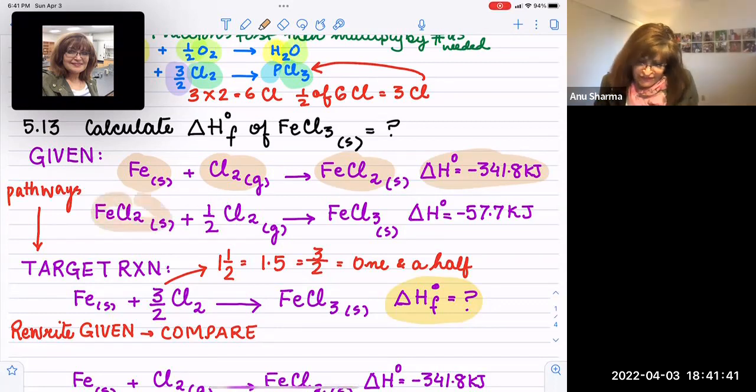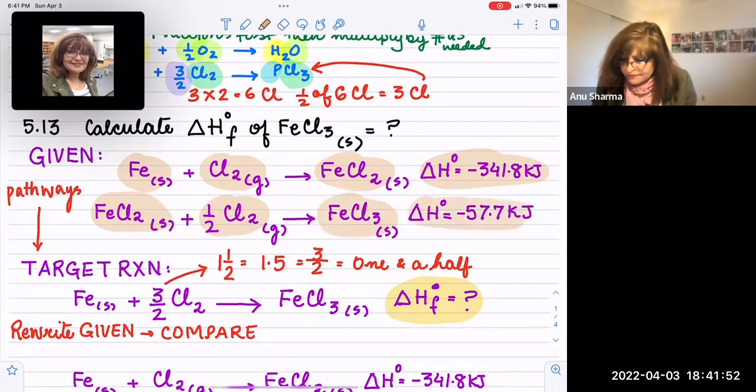Next thing that is given is FeCl2, that is an intermediate that is formed. As a solid, it reacts with half of Cl2 as a gas, and this gives you FeCl3 and delta H, that is the heat of formation of this reaction. And again, this is an exothermic reaction. That is why the value of delta H is negative.